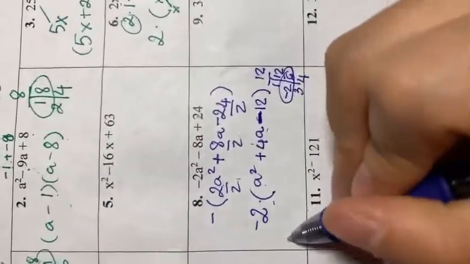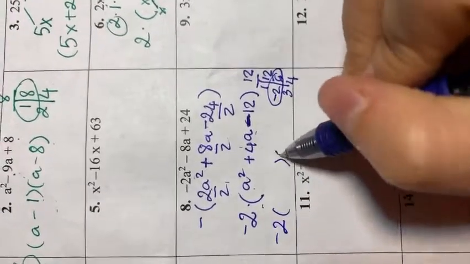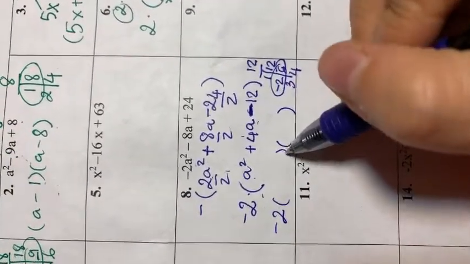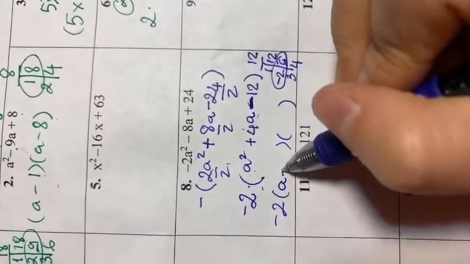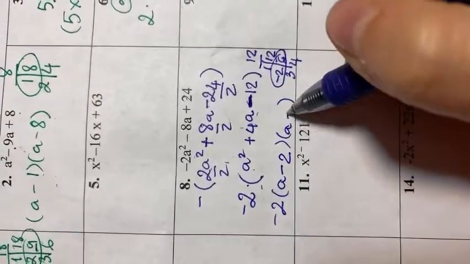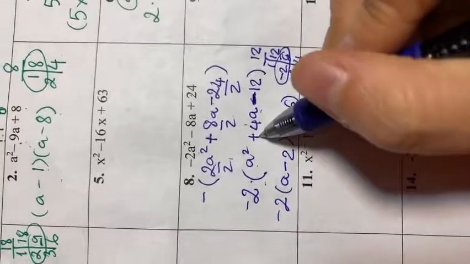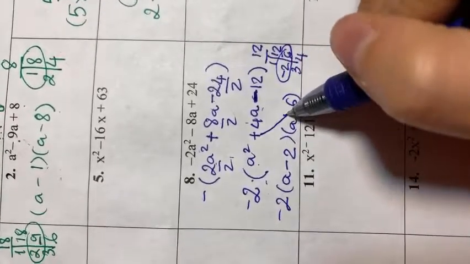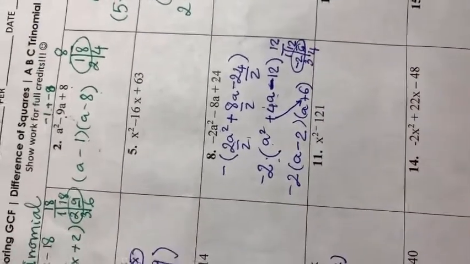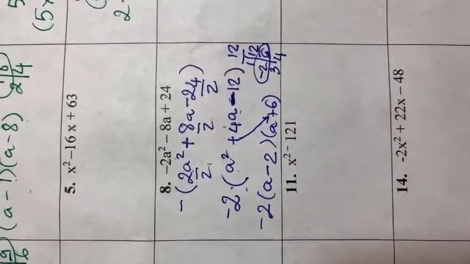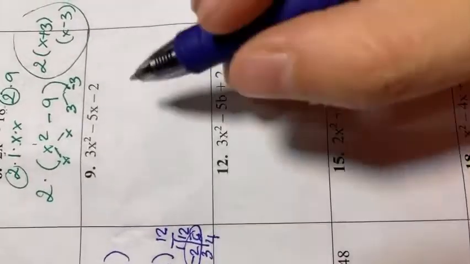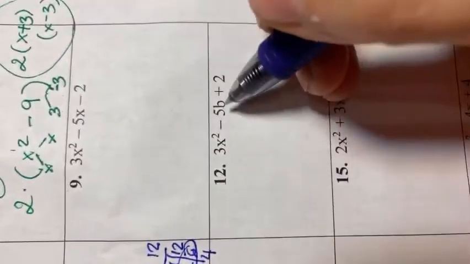So we're going to rewrite the final answer, negative 2. And we're going to put these two numbers right here: a minus 2 and a plus 6. Remember this one is plus, the bigger factor is plus. All right. So we have factored number 8.